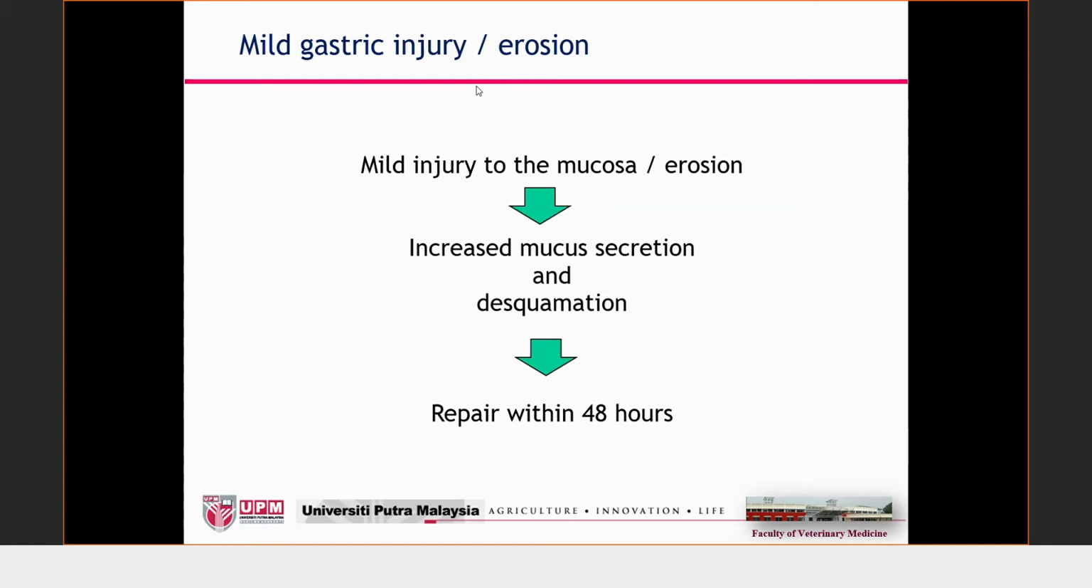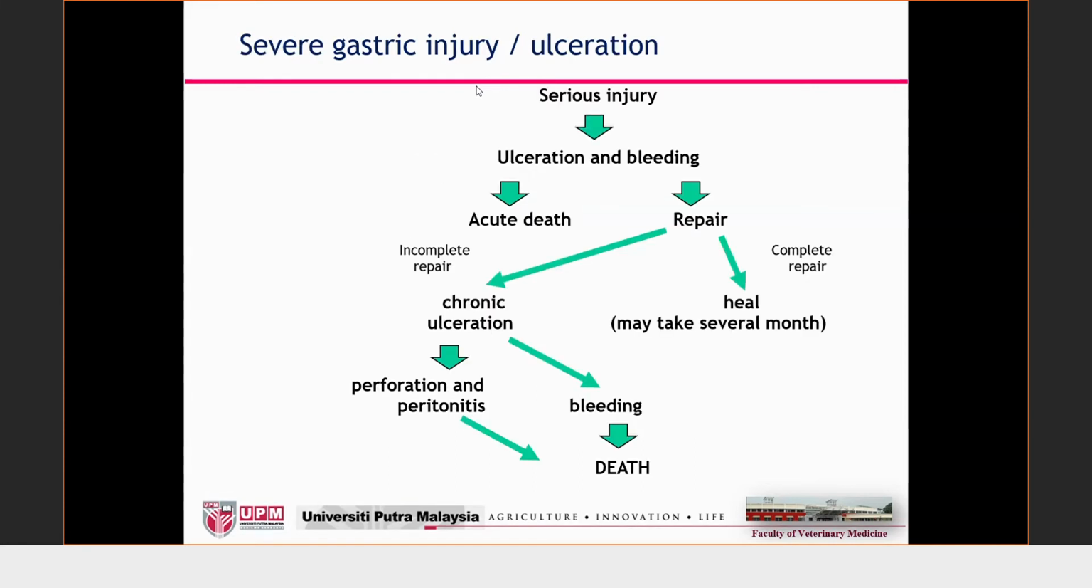So when there's a mild injury of the mucosa, in cases of erosion, they will increase mucus secretion, and the damaged cells as a result of erosion will be healed by desquamation. Repair usually takes place within 48 hours. However, if the injury becomes severe or serious, that leads to ulceration and most likely death of the animal if it's severe enough.